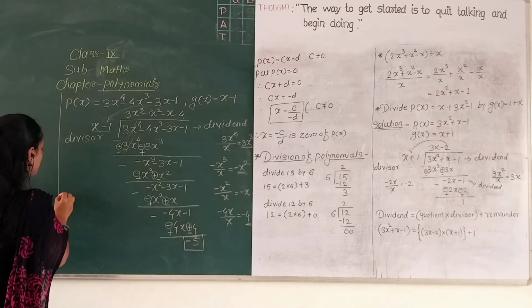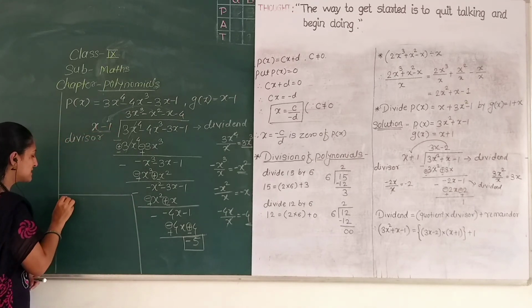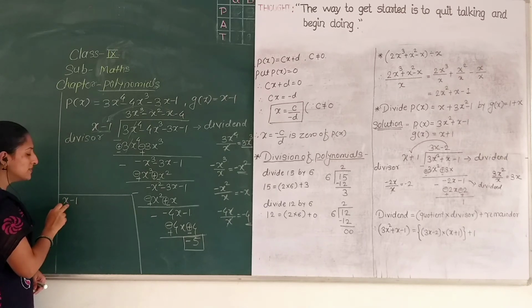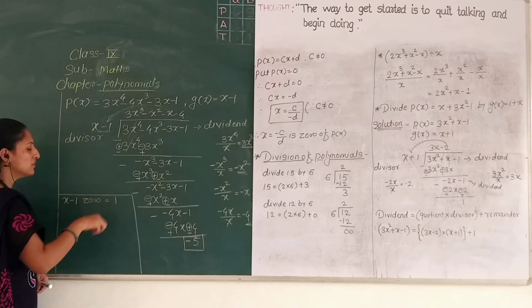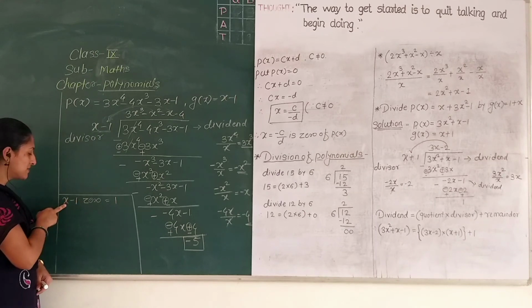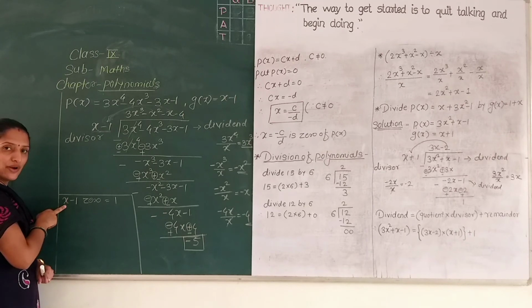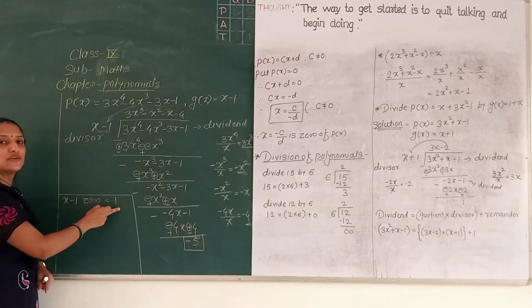Let us look here. Our divisor is x minus 1. So the zero of this x minus 1 is equal to 1, right? What does zero of the polynomial mean? If I equate this polynomial with 0, we get x is 1. Whenever I substitute x equal to 1 here, I get 1 minus 1 is 0. That means the zero of the polynomial x minus 1 is 1.